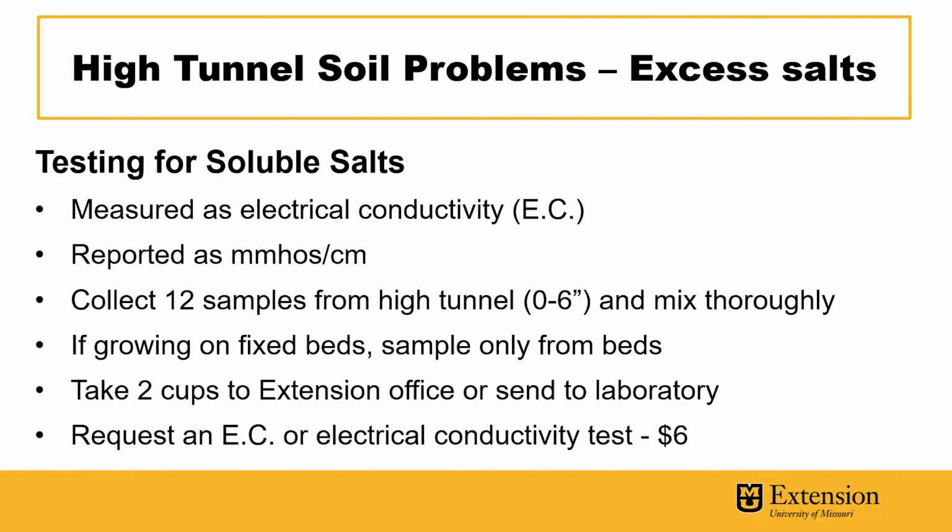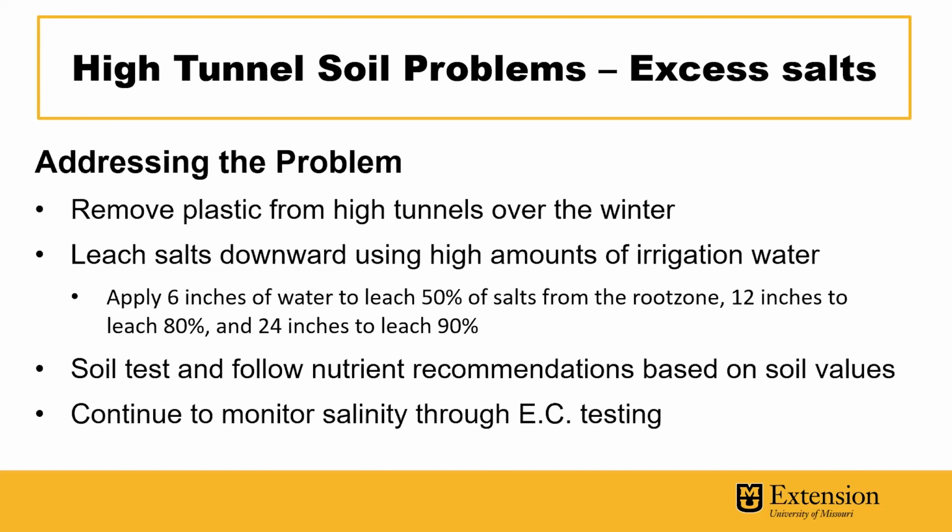It's easy to test for soluble salts, though. These are measured as electrical conductivity and reported in millimoles per centimeter. Just collect 12 samples from your high tunnel from 0 to 6 inches deep and mix them thoroughly together. If you're growing on fixed beds, sample only from the beds and not from the walkways. Take 2 cups of soil to your extension office or send directly to our laboratory on campus. Make sure to request an EC or electrical conductivity test, which has a fee of $6.